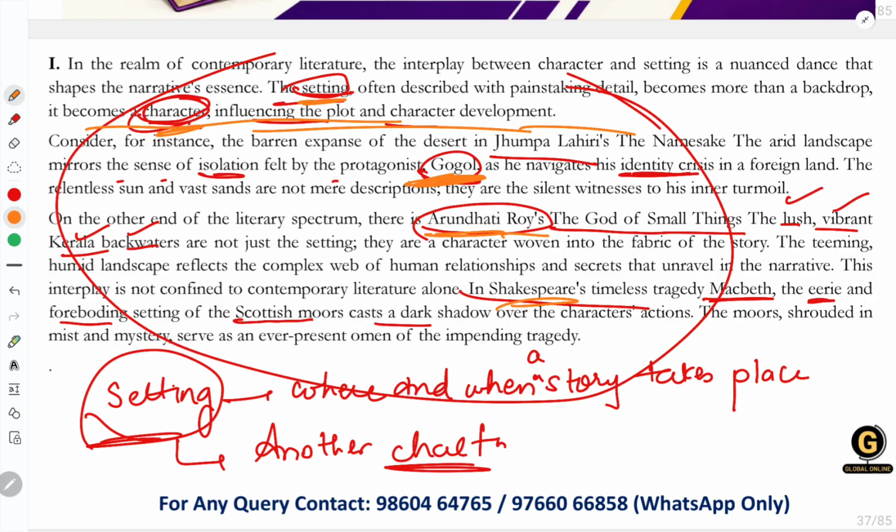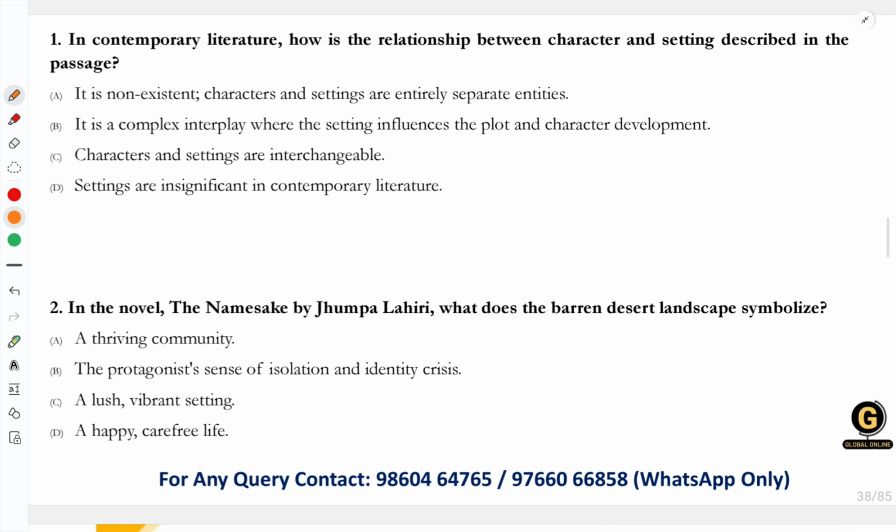So this particular passage is talking about how the setting and the character are related. The first paragraph was talking about what exactly is setting and character. The second and the upcoming paragraphs are talking about how they are correlated with each other. So based on this, let us try to solve the questions over here.